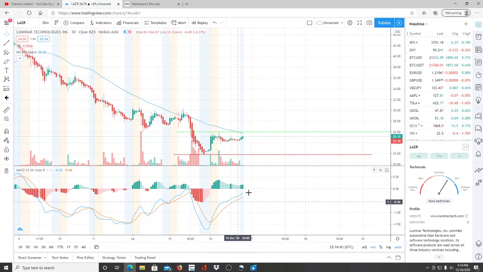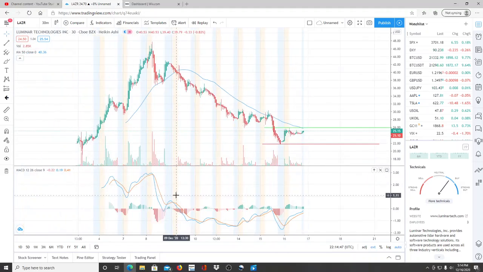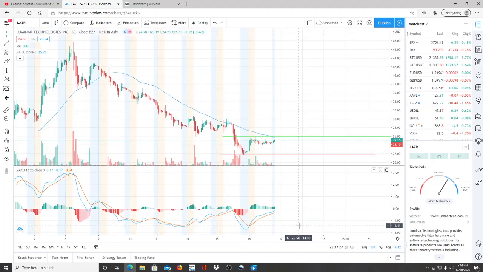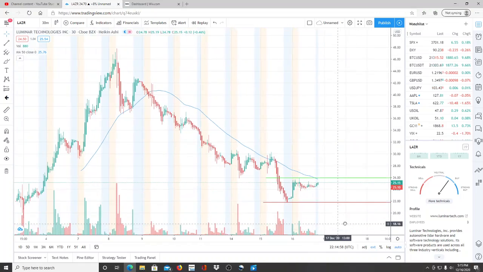And this blue line and yellow line will have to cross the midway point and end up above it, like we could see here, or we even see here. I mean, this was pretty significant. So let's see here what's going on, what it's showing us, and where we're at.